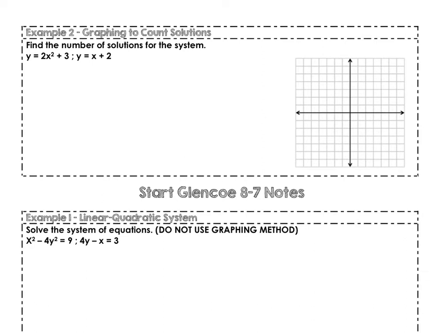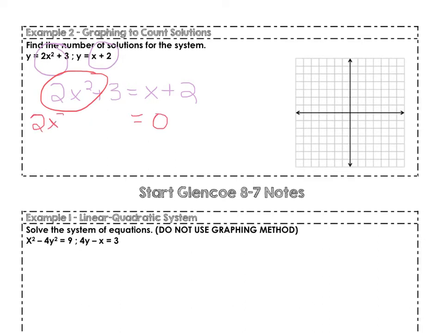So in this next one, again, we're going to solve this algebraically, and because they're both set equal to y, I can set their equations equal to each other. So we have 2x squared plus 3 equals x plus 2. Once again, because I see a quadratic term appear, I want this to be set equal to 0, so I'm going to subtract x from both sides, and I'm going to subtract 2 from both sides. And so we now have this quadratic here, okay?